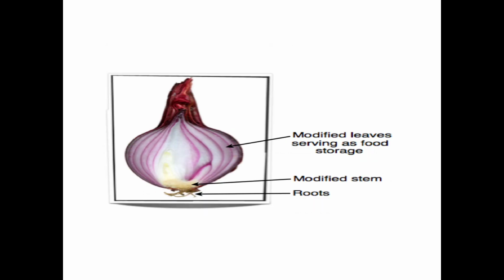Next one is leaf modification for food storage. As an example, we can take onion. In onion, the leaves store food, and they also create a hard, dry scaly covering that protects the inner parts.